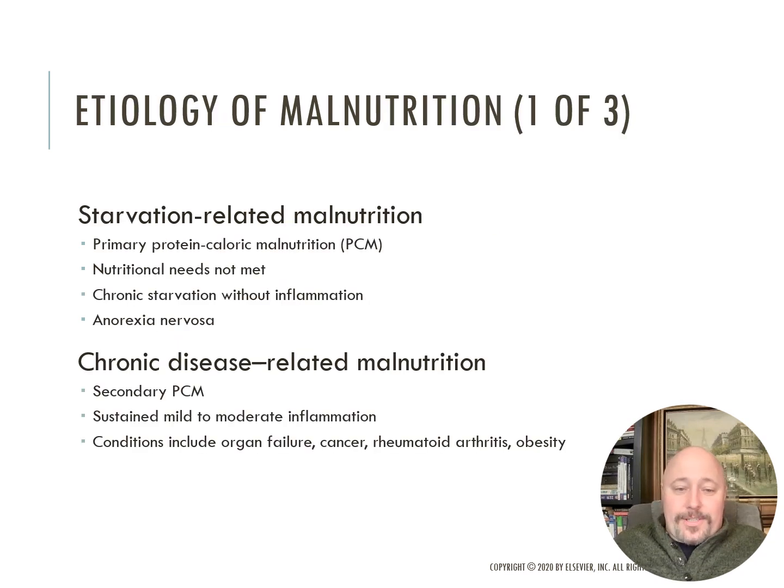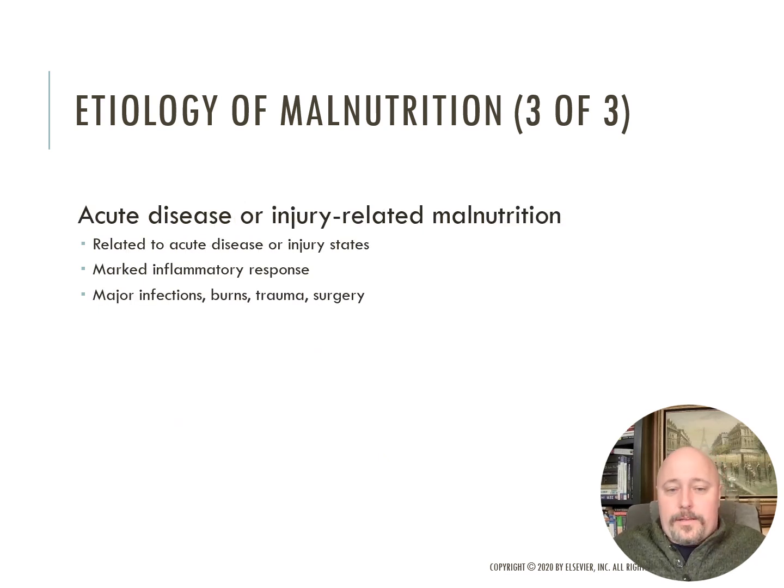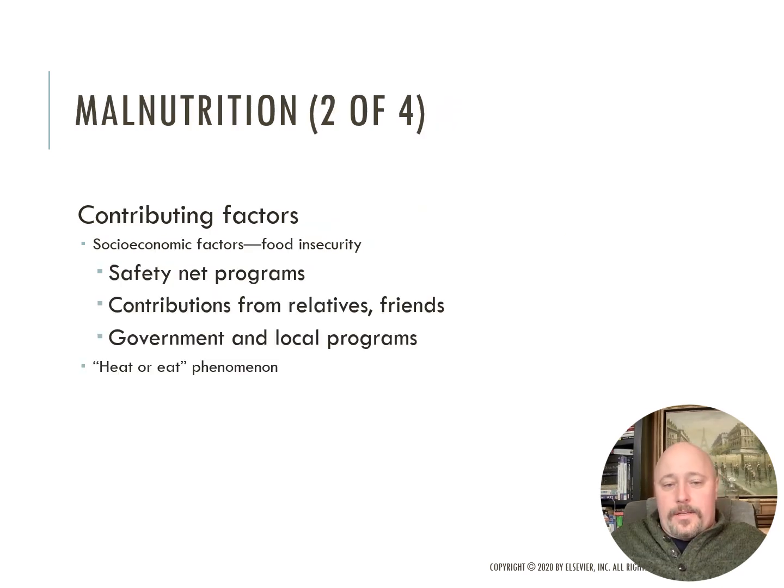Starvation-related malnutrition is the primary protein caloric malnutrition, meaning their nutritional needs are not met through food intake. On the other hand, chronic disease-related malnutrition is where the patient's nutritional needs are not met secondary to another illness, such as cancers, rheumatoid arthritis, or even obesity. Acute disease or injury-related malnutrition is related to acute disease with a marked inflammatory response, secondary to major infections, burns, traumas, or surgery. Other factors to consider would be food insecurity.